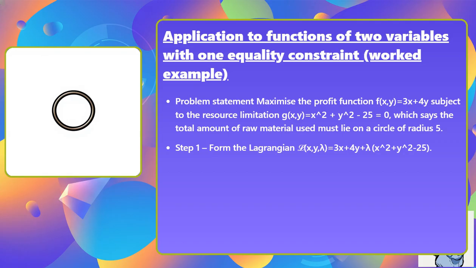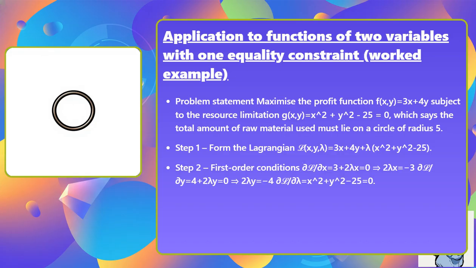Step 1. Form the Lagrangian. Script L of x, y, lambda equals 3x plus 4y plus lambda times (x squared plus y squared minus 25).